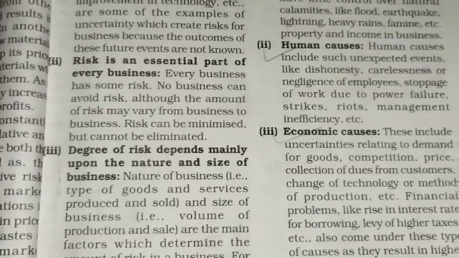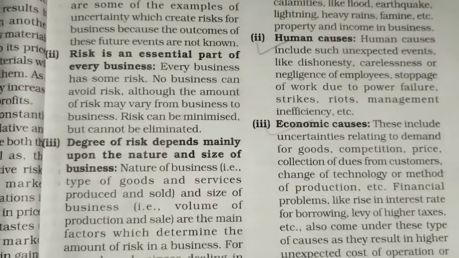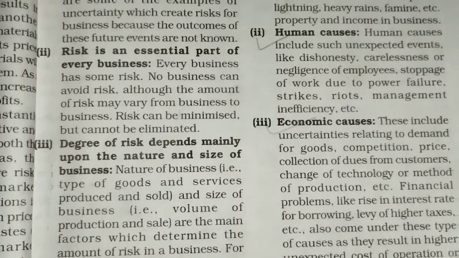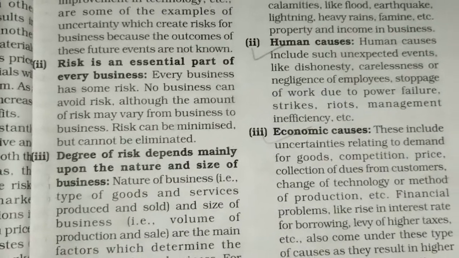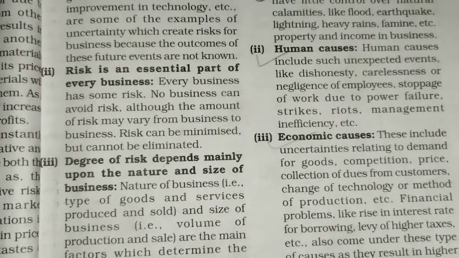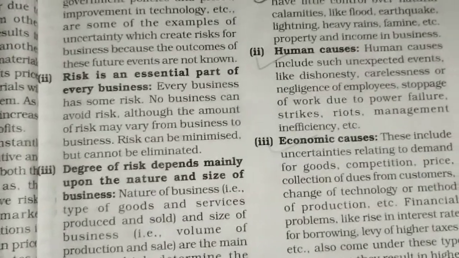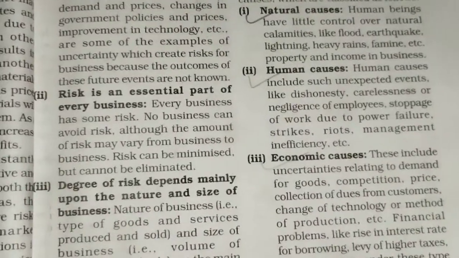So second is risk is an essential part of every business. Every business has some risk. The risk cannot be ignored nor can it be eliminated. It can be minimized. It varies from business to business. It depends upon the nature of the business, that is, what type of business it is. So risk is based upon the nature of its business.